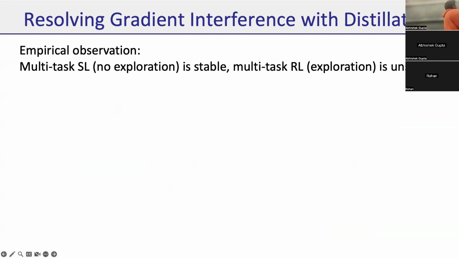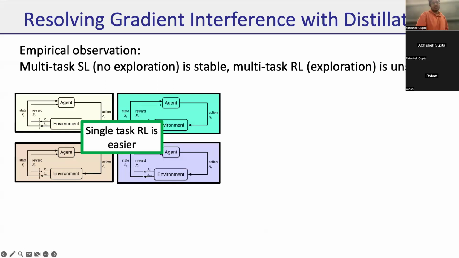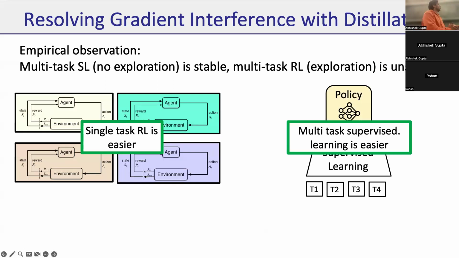Okay, so the first idea is easy. It says that multitask supervised learning is stable, right? When you have multiple tasks, let's say multitask imitation learning, no RL, it tends to work fine because you're not coupling in exploration. It's just that multitask RL is hard because you've coupled exploration and multitask learning. So we're going to take these two insights: single task RL is easy, and multitask supervised learning is easy. We're going to try doing single task RL, then bring them into a single policy using multitask supervised learning.